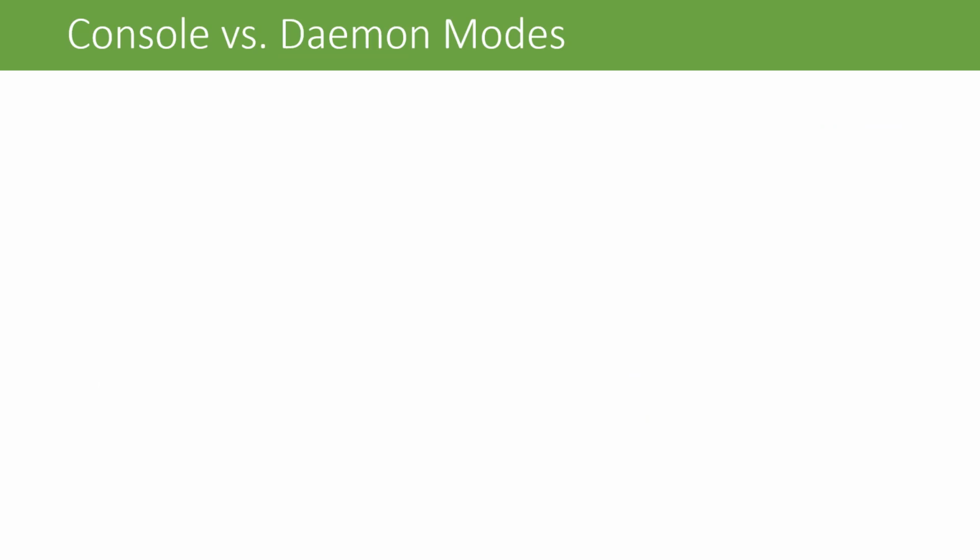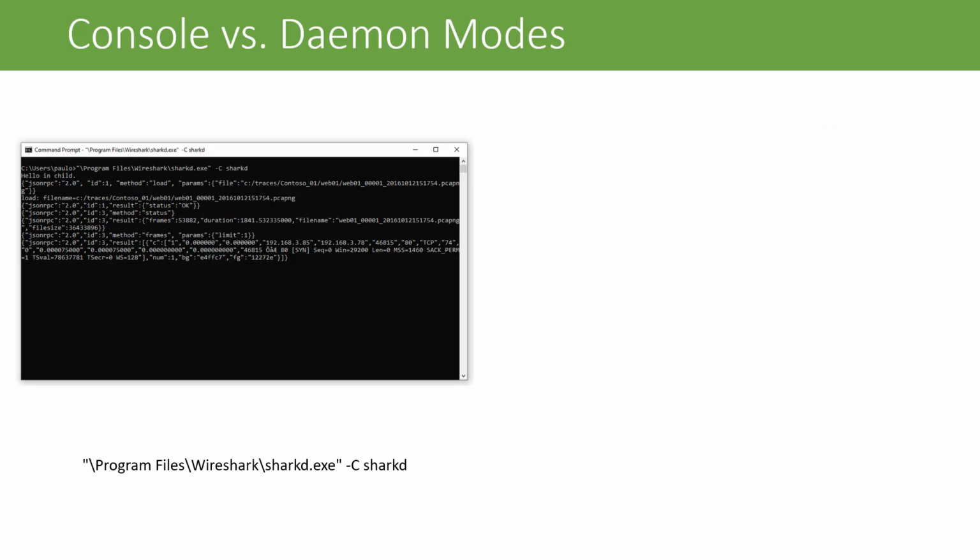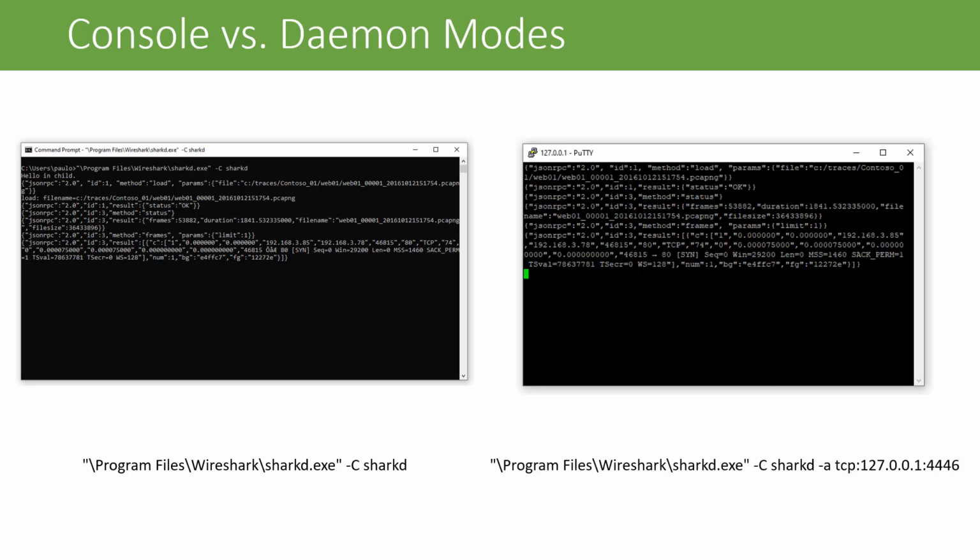SharkD will run in two different modes. We can run it in console mode, in which case we just fire up the program and then start sending JSON style commands to it, and we get responses. Or we can run it as a daemon, basically as a TCP based service, and obviously this is the most useful way to run it, because then we can communicate with it. We can communicate with SharkD using another program.